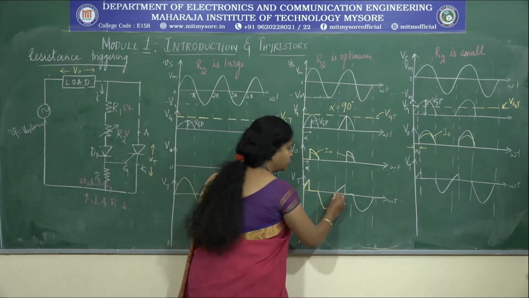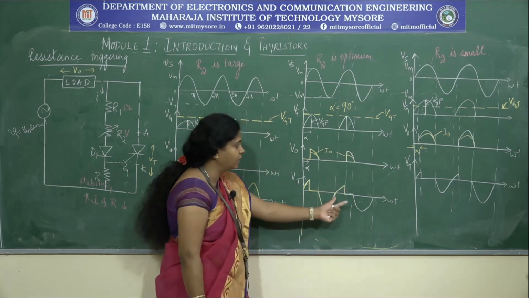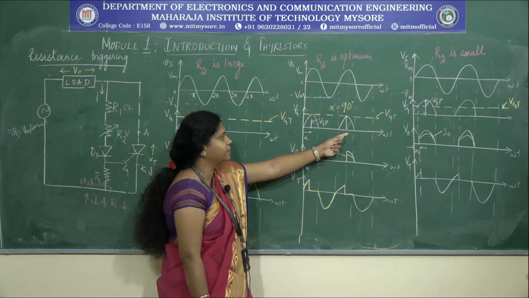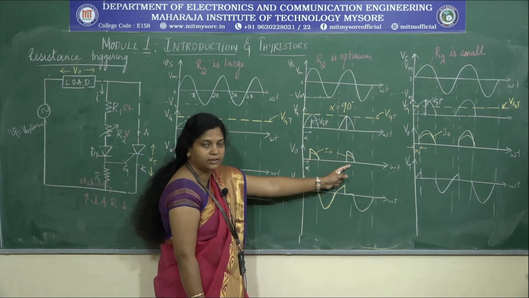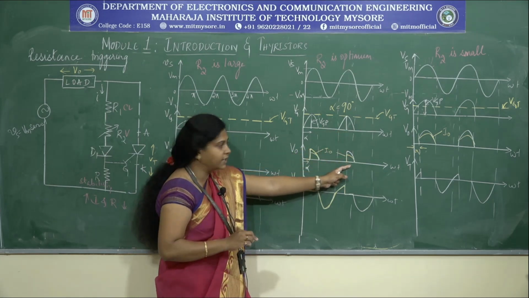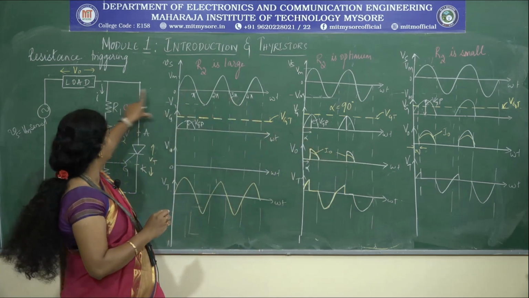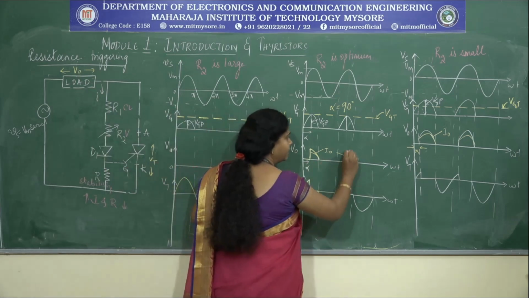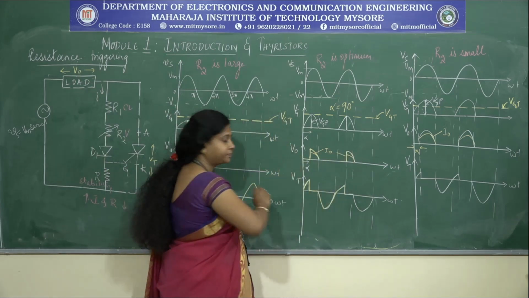Similarly, for the next duration it is still in the off state. Till where? Till the alpha 90 degree pulse is applied. Once this pulse is applied, you are going to connect the thyristor as the on state, and once it is in the on state, what happens?